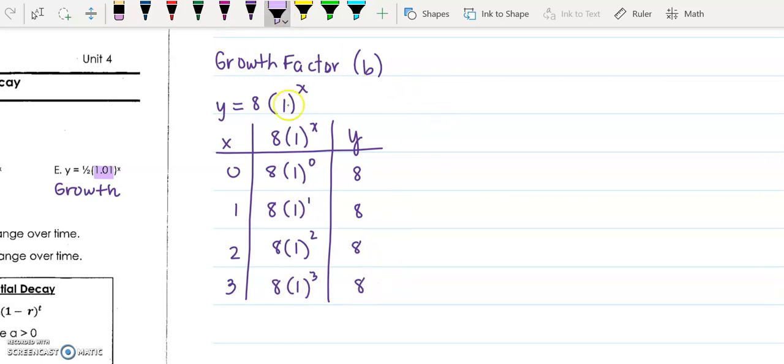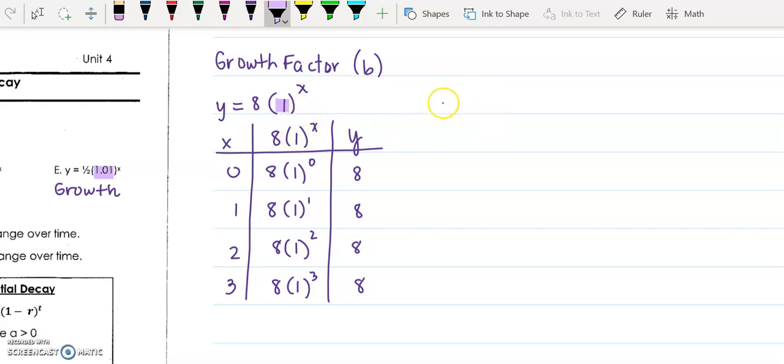Notice that when our base or our growth factor is 1, the values of y don't change. We're just basically getting 100% of that leading coefficient number each time. It's not increasing, it's not decreasing. It's just 1. If we want the values of the numbers to increase, we have to add something to that base number to get a greater than 1 base or growth factor.